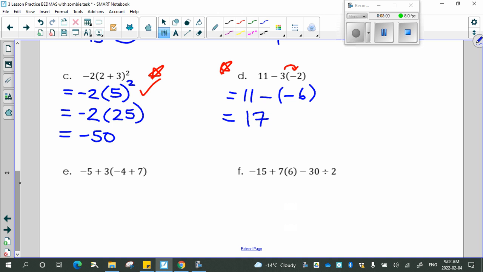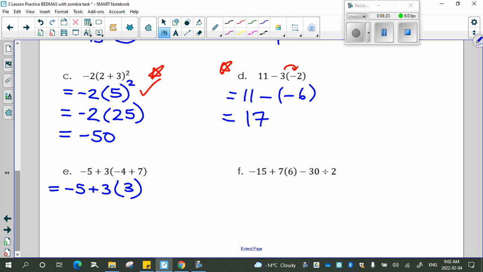All right, E. Right, so first thing we check for is brackets. Is there brackets? Yes. Is there something to do inside of them? Yes. So we're going to do that first. So we need our equal sign. Still need the -5 plus 3 bracket, and then we're going to do what's inside the bracket. Yep. 3.